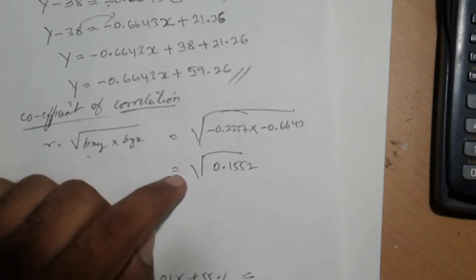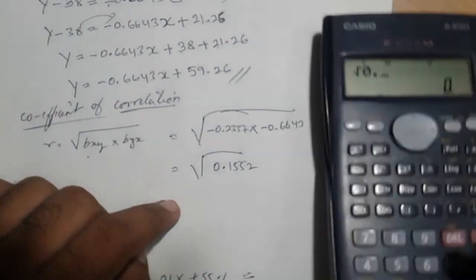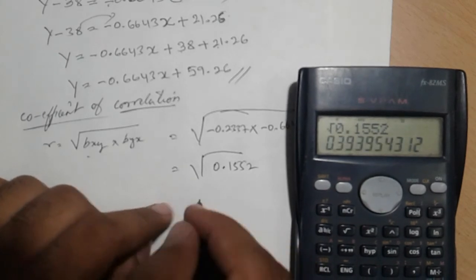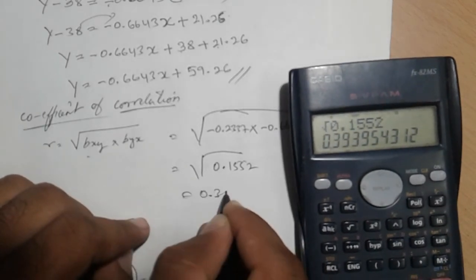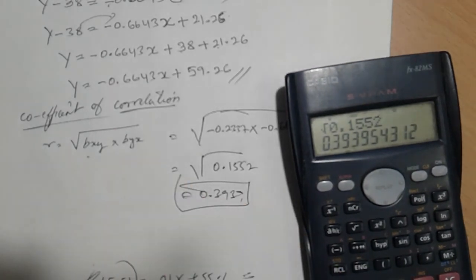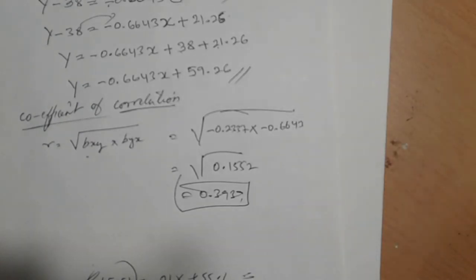We have to remove the root. Root of 0.1552, what are we getting? We are getting 0.3939 as the answer. So the answer for the coefficient is 0.3939. This is the way the coefficient of correlation is solved.